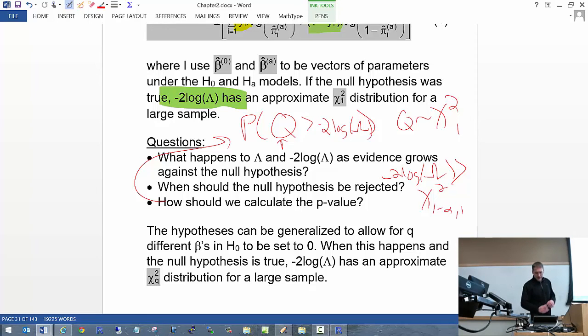Okay. Now you can generalize this to a case where maybe you're testing more than one beta at the same time, and you want to test, maybe beta 1, beta 2, beta 3. Are they equal to 0 or not? With all the other remaining explanatory variables in your model. Let's say we have a lowercase q to represent the number of betas that we're testing equal to 0. In that case, you do exactly the same thing as what we've done here, except now you use a chi-square sub q distribution.